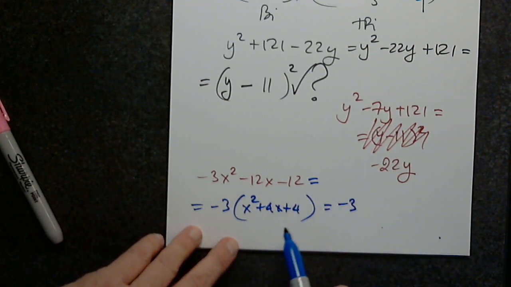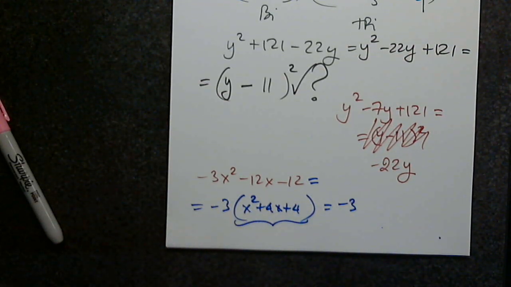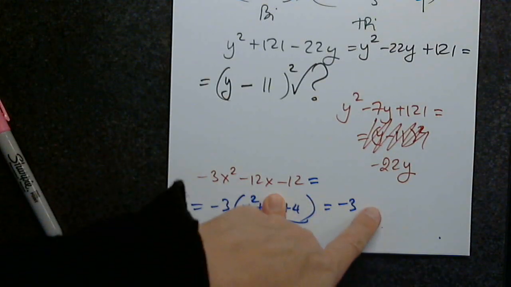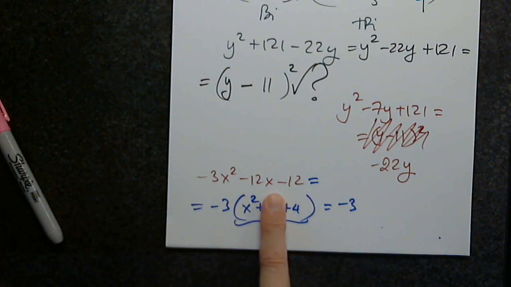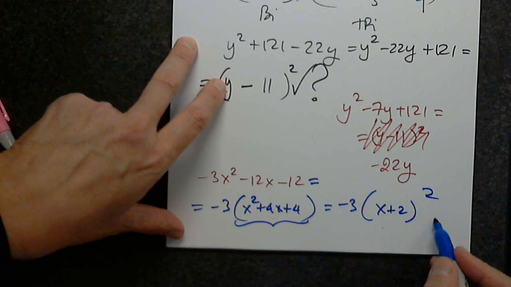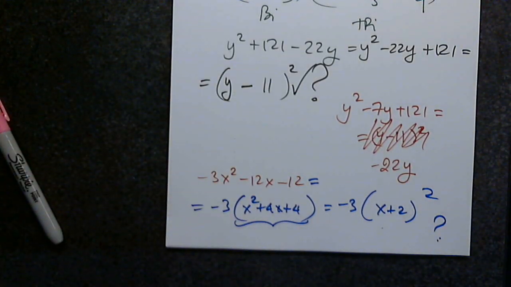And now I'm hoping for a special product. Is the first term a perfect square? Yes. Is the last term a perfect square? Yes. What would you write? What is your expectation here? That this changes into x plus 2, everything squared. Excellent. Are you certain? Yes. Excellent.